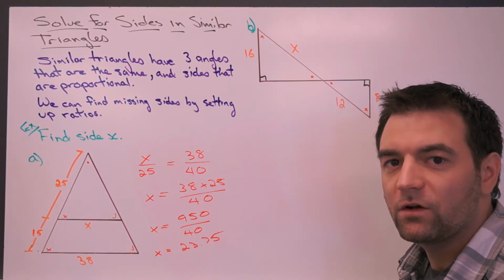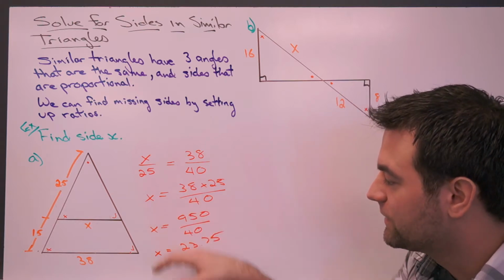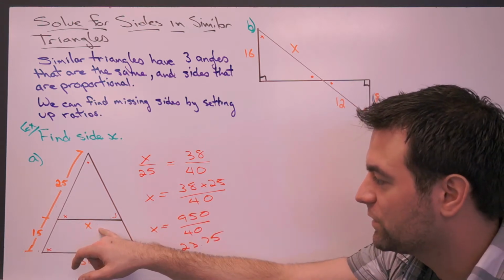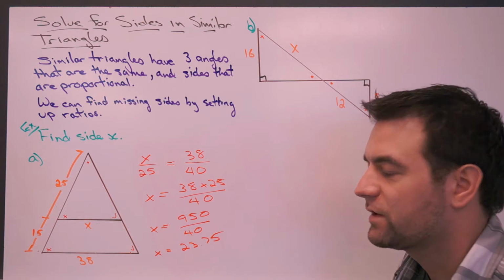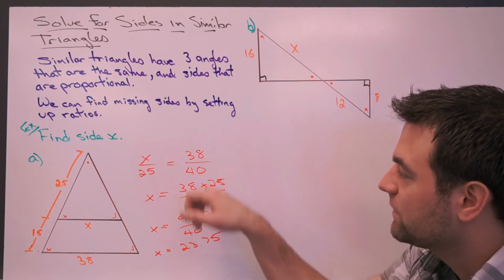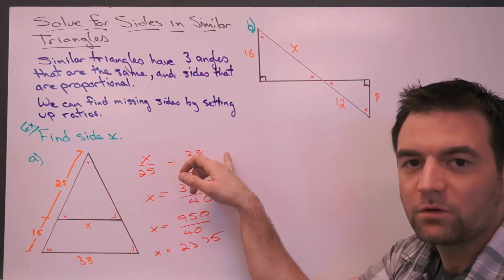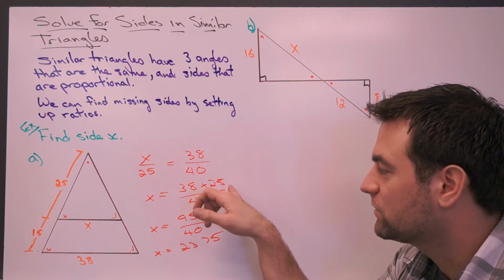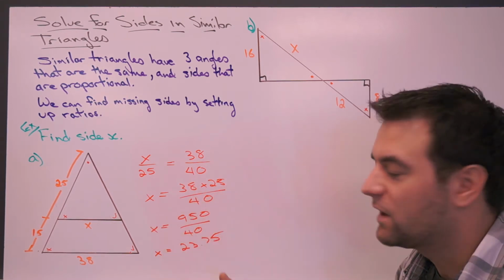So there's our first triangle. We calculated this missing side. That's 23.75 in the smaller triangle. And we just did it by cross multiplying that 25. So we took that 25 and just multiplied it on the other side and calculated it.